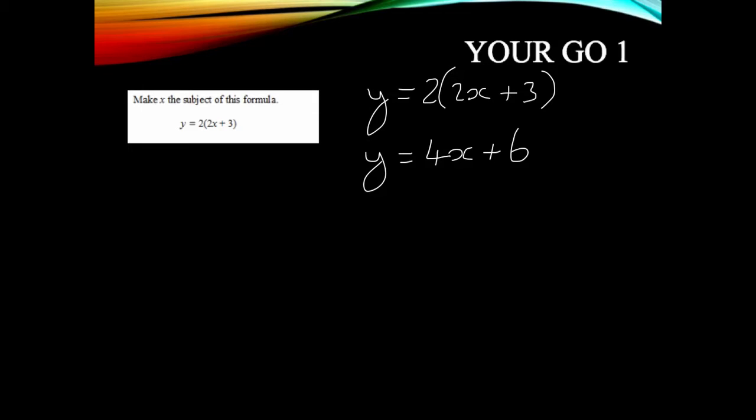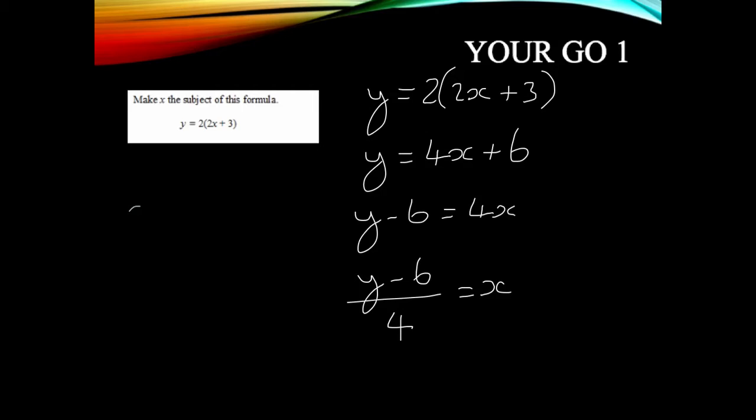Then I'm going to take 6 away from both sides. So y minus 6 equals 4x. And finally, I'm going to divide by 4. So y minus 6 over 4 equals x. And again, if I want to write it out neatly, x equals y minus 6 over 4.